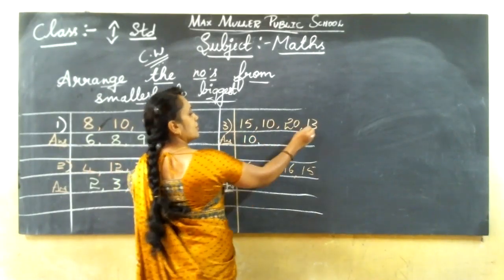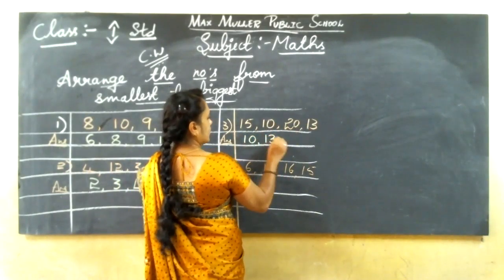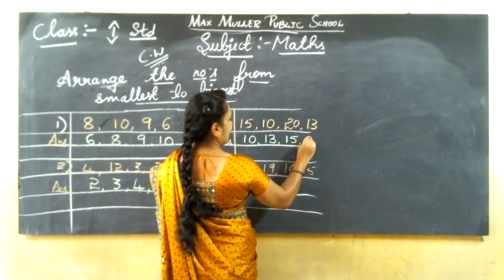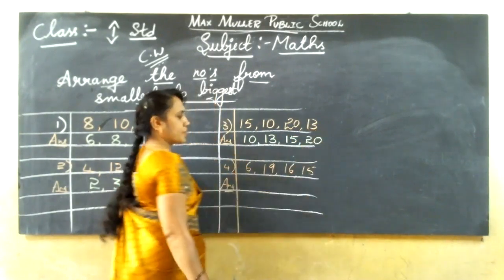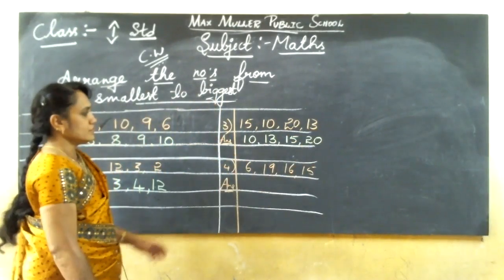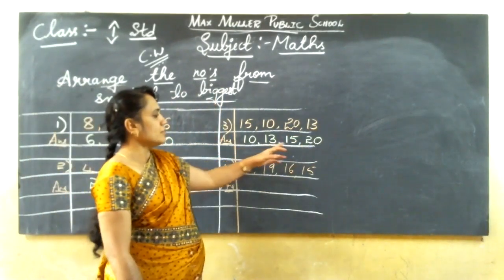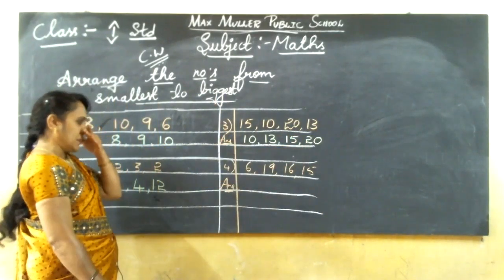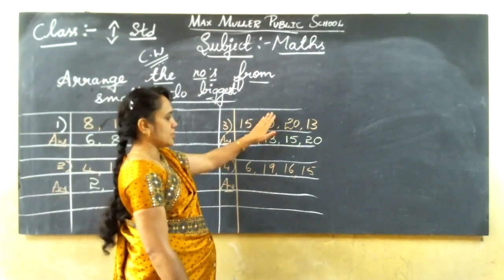Right here, 10. This one, 13, then 15, then 20. Okay. So 10, 13, 15, 20. So this is the smallest. First 10 you should write. This 10 is smallest.